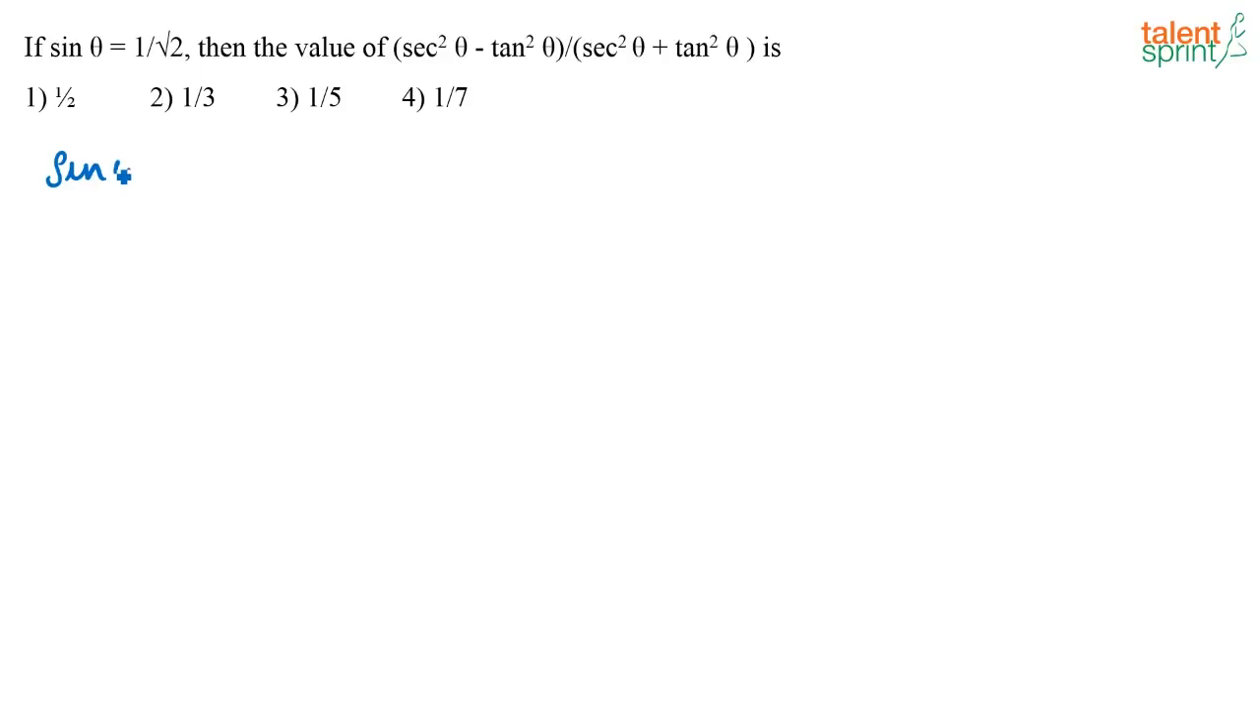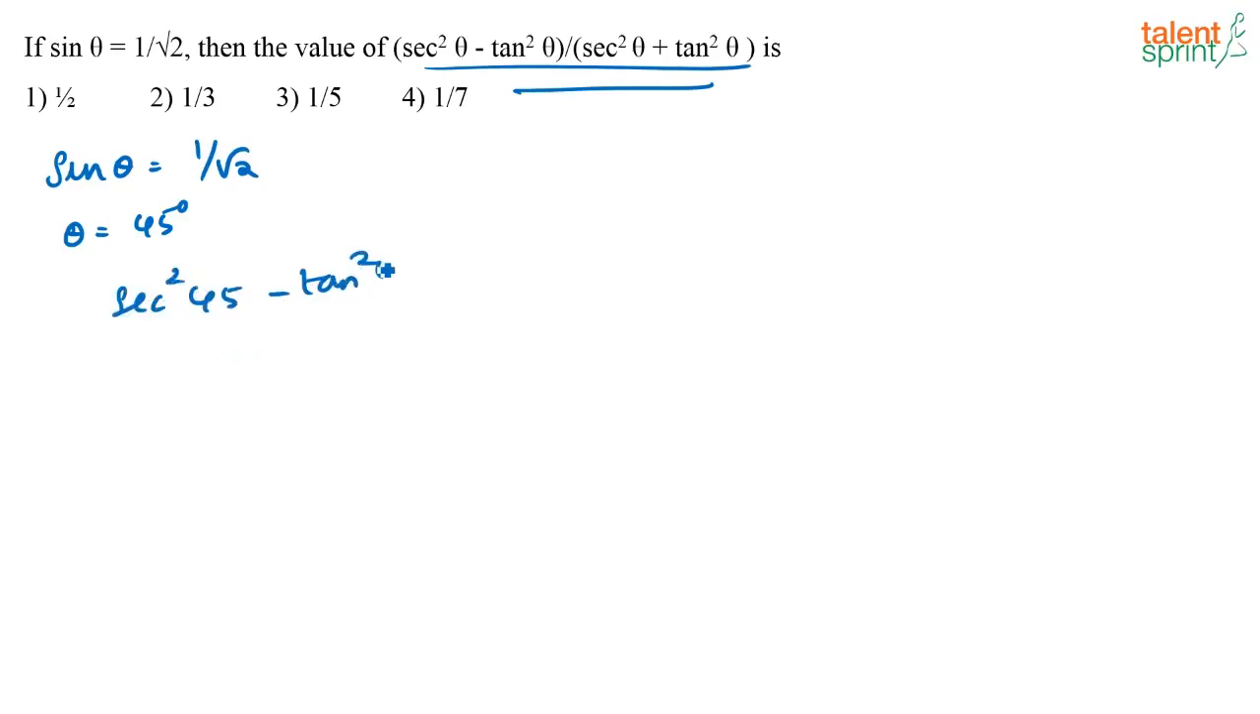So if sin theta is equal to 1 by root 2, what does that mean? What is the value of theta? Theta is 45 degree. If theta is 45 degree, just put theta as 45 degree in this equation. What will you get? See, you have (sec square 45 minus tan square 45) by (sec square 45 plus tan square 45).